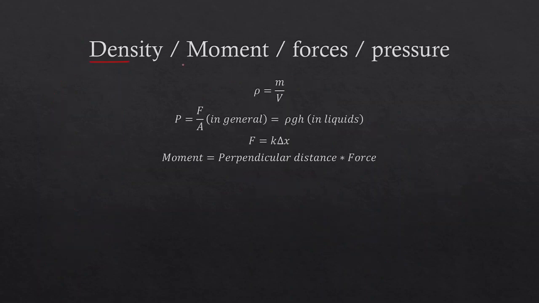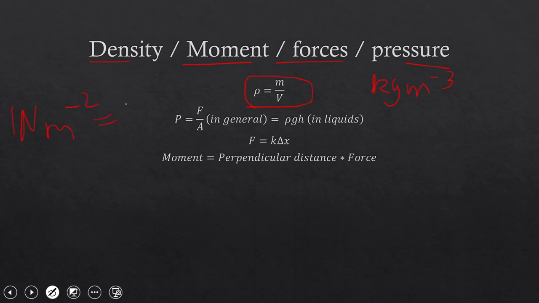Then you have density, moment, forces, and pressure. This is density, mass by volume, and it is measured in kg per meter cubed. Pressure is equal to force by area, so it's measured in newtons per meter squared, and 1 newton per meter squared is equal to 1 pascal. And in liquids, it is equal to rho g h, density into gravity into height. And this gravity is the field strength, 9.81 newtons per kg.